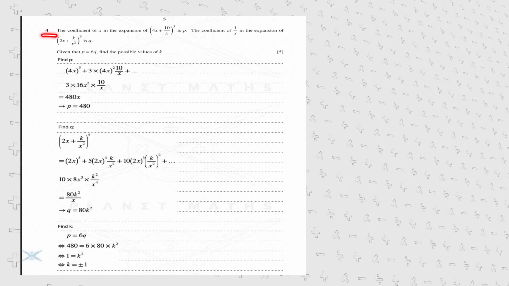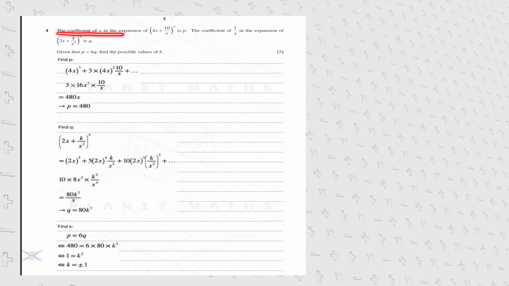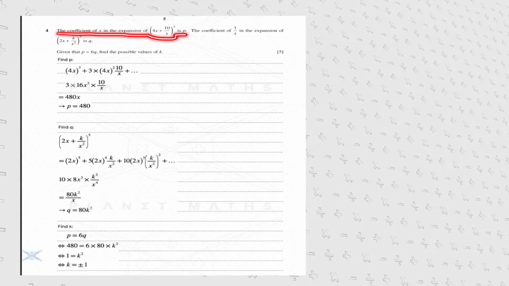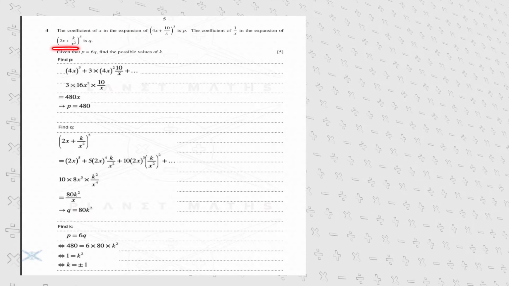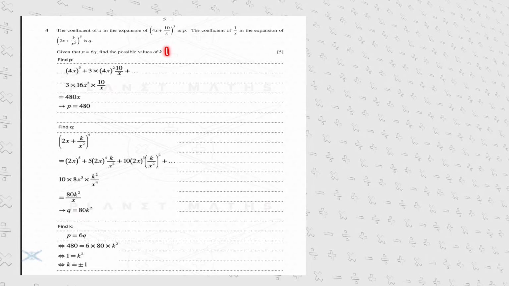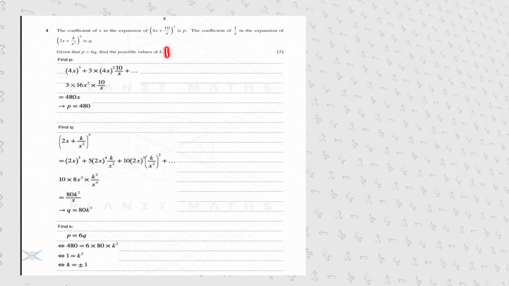Next on to exercise 4, where it's stated that the coefficient of x in the following expansion is p. The coefficient of 1 over x in the expansion of the following expression is q. Given that p equals 6q, we are supposed to find the possible values of k.